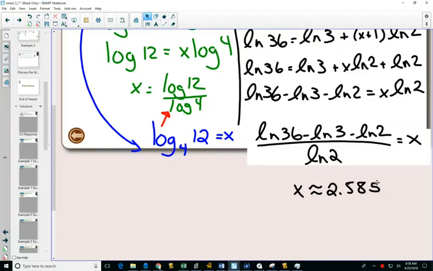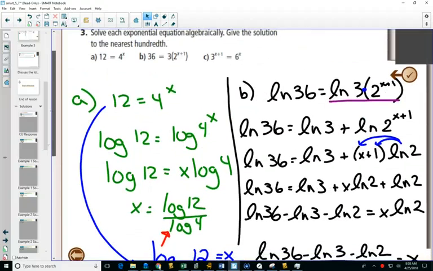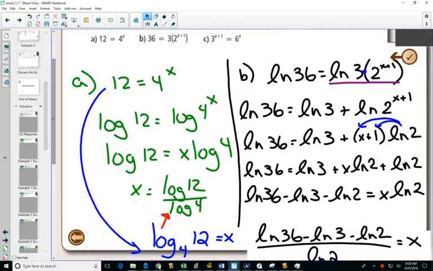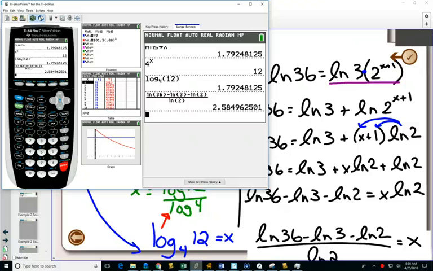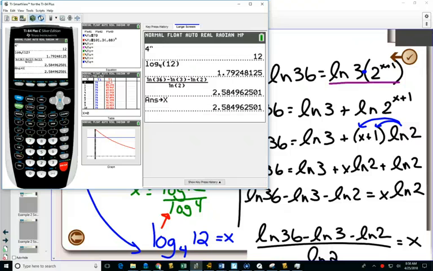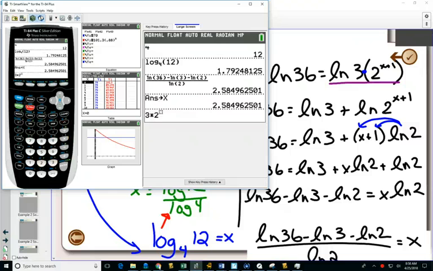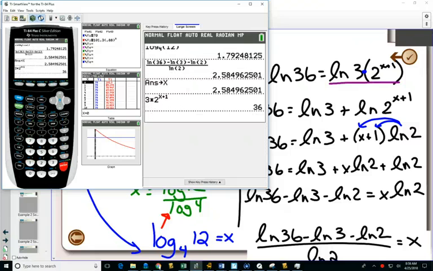Now we're going to check what was my original equation here, 36 equal. So I'm going to store that answer as x, and I want to check if 3 times 2 to the exponent x plus 1 is equal to 36. It is. Yes, little fist pump. A little bit of excitement there. We got our answer right.